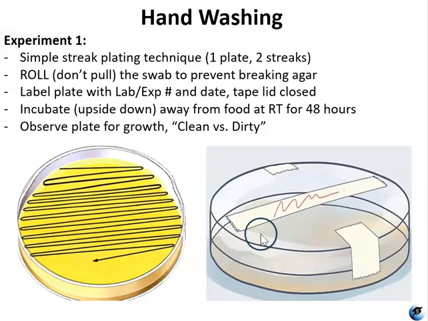Then you want to label, and you can tape the lid on top. You don't want to use too much tape because you just want to secure the lid, but you want to have enough wiggling, I guess you could say, to allow for oxygen to get into the plate. Because what you're doing next is you're going to allow this plate to incubate.